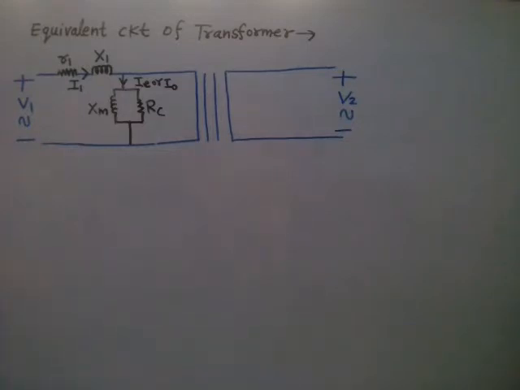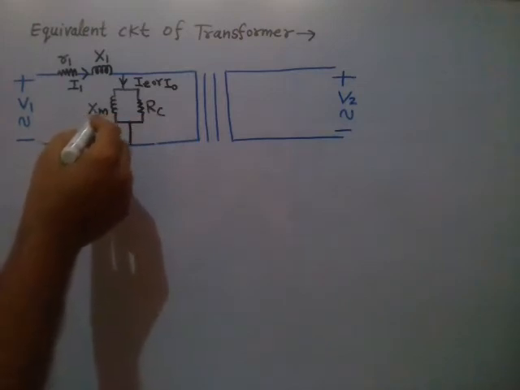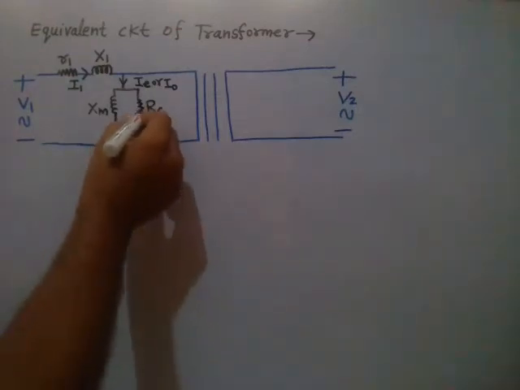So we have discussed this in the earlier video. Please do watch the earlier video on the operating principle of the transformer on the same YouTube channel. So Xm is the magnetizing inductance, which is responsible for magnetization of the core. Rc is the representation of the core loss. So it is represented by R suffix C.